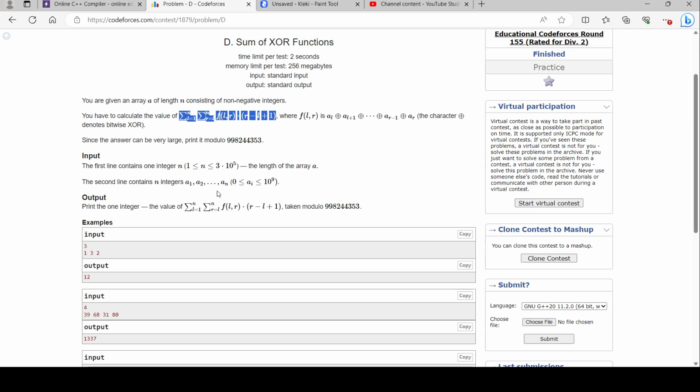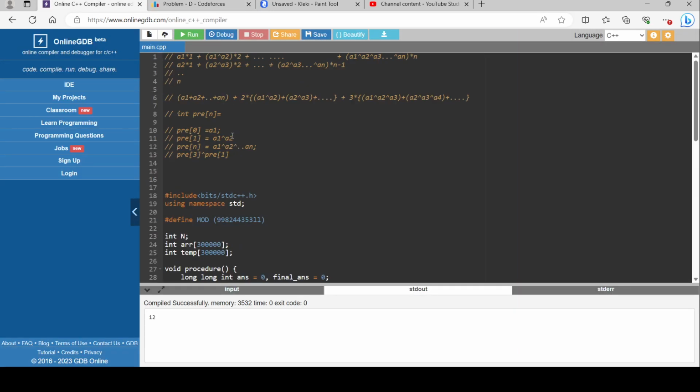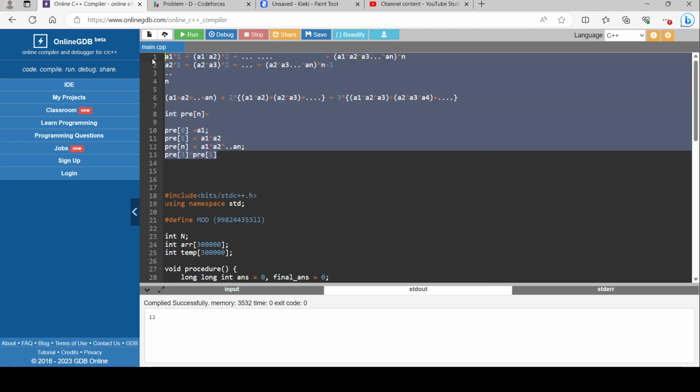Okay, we are given an array of length n, and we have to calculate this function. What this function basically is, just let me expand this function. Now if you expand this function, this part would be coming.